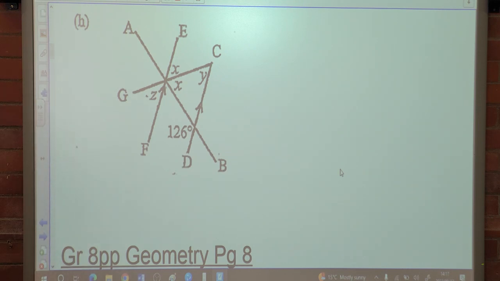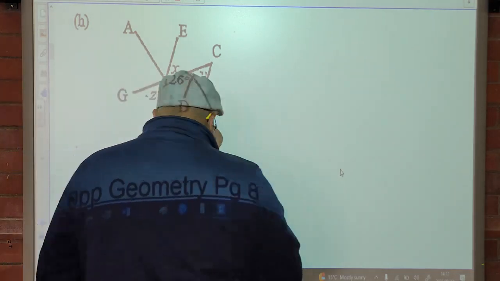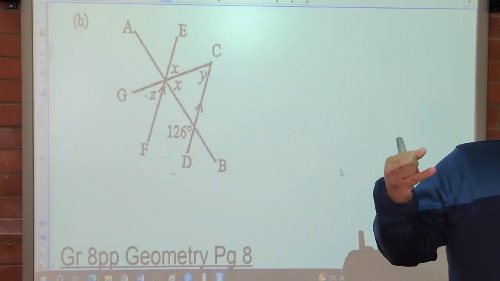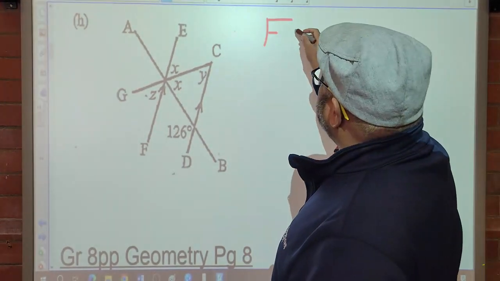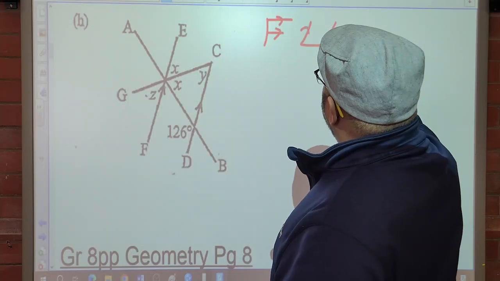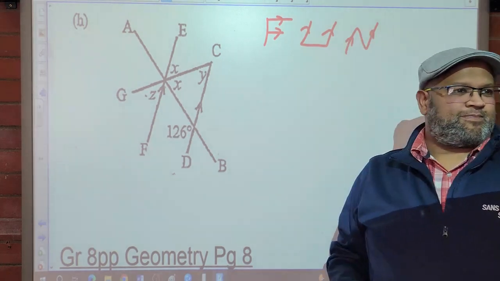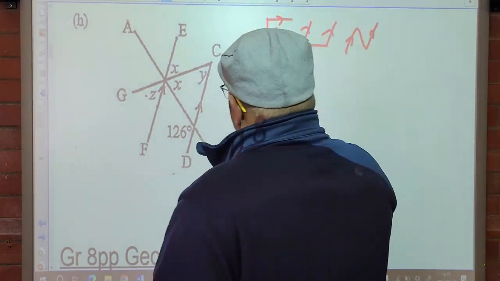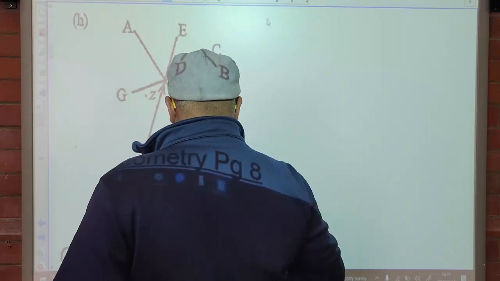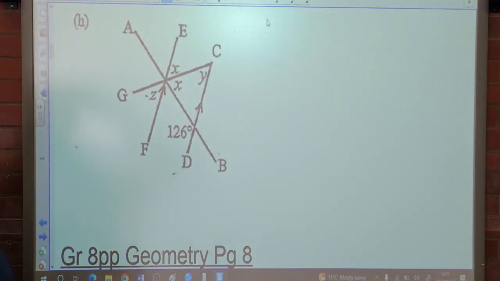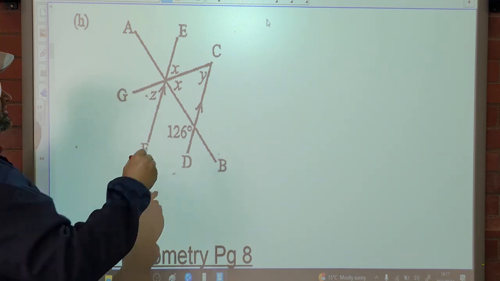So let's look at the shape. We have a set of parallel lines. When it comes to parallel lines, what should we know we could use? Corresponding, co-interior, alternate. So basically the F angles can be used. Okay. So looking at this diagram here, what can be calculated first? X. How can you calculate X? Z. Alternate.